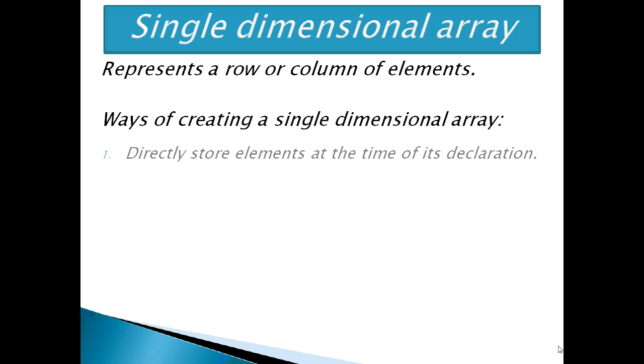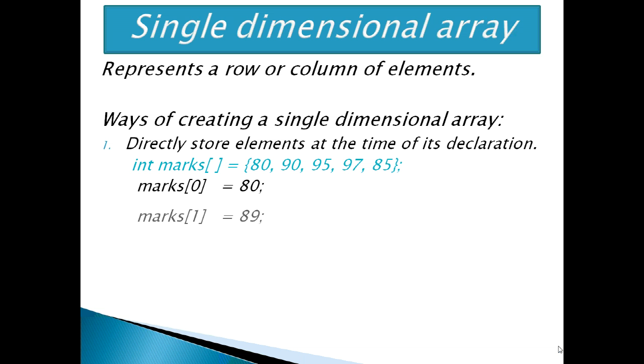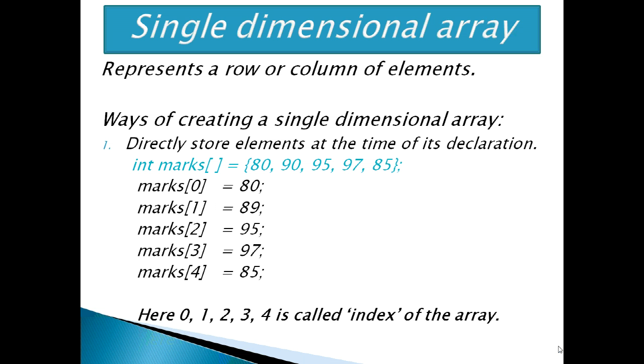We can declare a one-dimensional array and directly store elements at the time of its declaration, like int marks = {80, 90, 95, 97, 85}. Now, the JVM creates 5 blocks of memory as there are 5 elements being stored into the array. These blocks of memory can be individually referred to as marks[0], marks[1], marks[2], marks[3] and marks[4]. Here 0, 1, 2, 3, 4 is called the index of the array. It refers to the element position in the array.